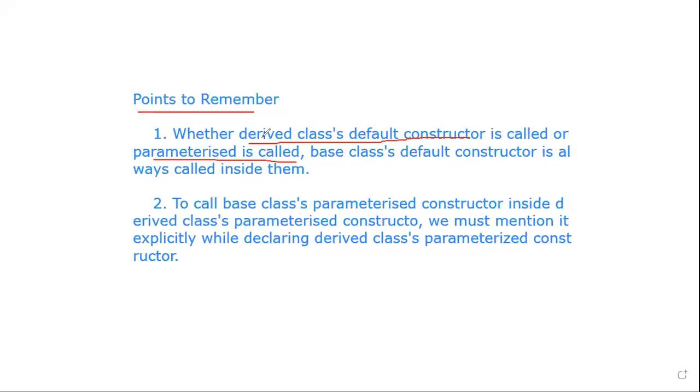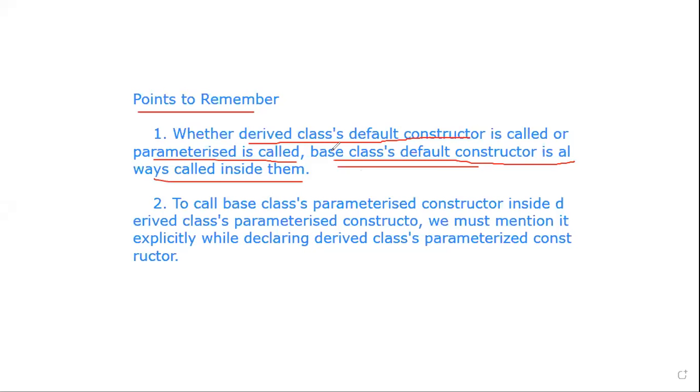Now, whether in the derived class you have a default constructor or a parameterized constructor, all the time the base class's default constructor is called. So whether you have a default constructor or the parameterized constructor, this base class default constructor will always be called. The main point here is that whether you write any constructor or not, the base class's default constructor will always be called inside them.